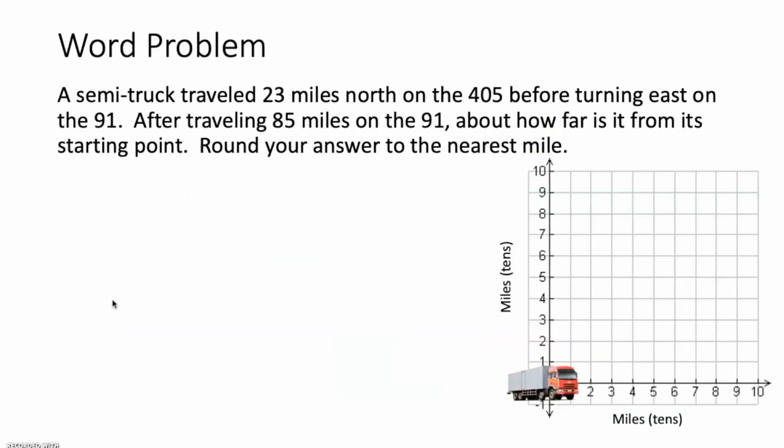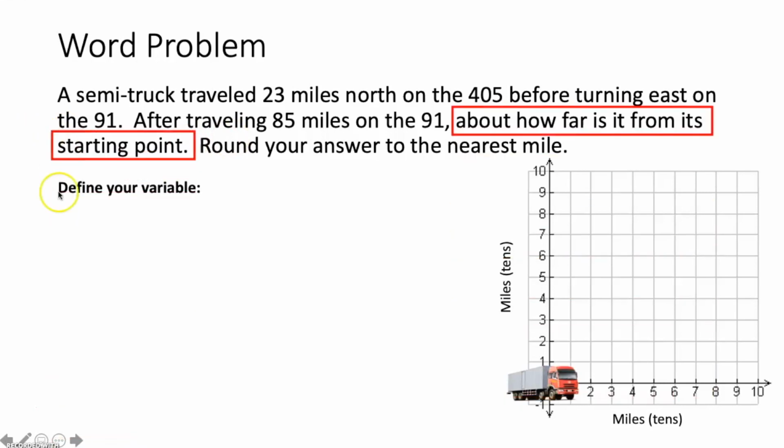Now, word problem says a semi-truck traveled 23 miles north on the 405 before turning east on the 91. After traveling 85 miles on the 91, about how far is it from its starting point? Round your answer to the nearest mile. So step 1 in a word problem, we're not scared. We can do this. Step 2, we need to define our variables. So what is this question asking us? It's asking us to find about how far is it from its starting point. So we can say that D will be the distance between the semi-truck and its starting point.